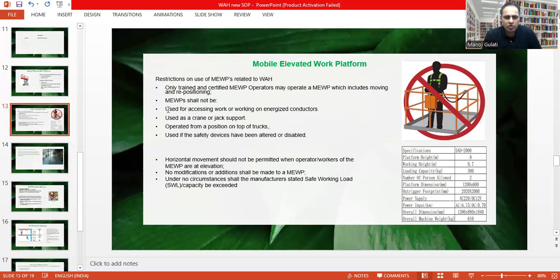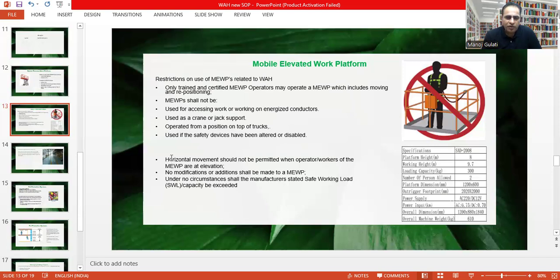MEWP should not be used to access or work on an energy conductor. Like if you are working on a power transmission line, then MEWP should not be used for work at height application. It should not be used as a crane or a jack support. It should not be operated from a truck. Most of the time these MEWP are transported on a truck, so it should not be operated from the top of the truck. It should not be used if the safety devices have been altered or disabled. So we should not alter or disable any of its safety controls.